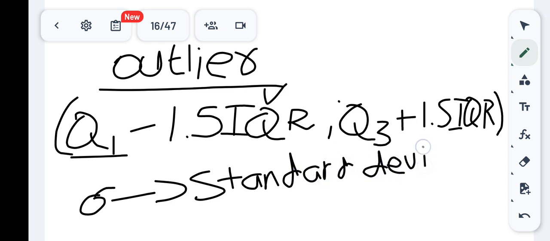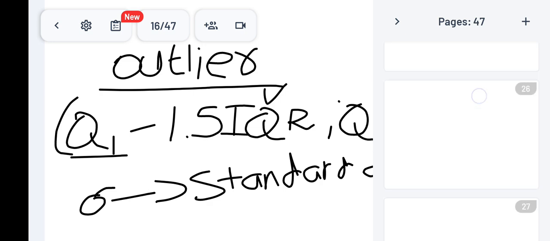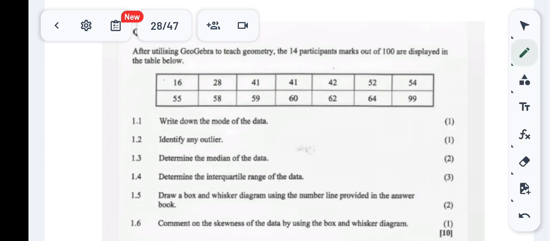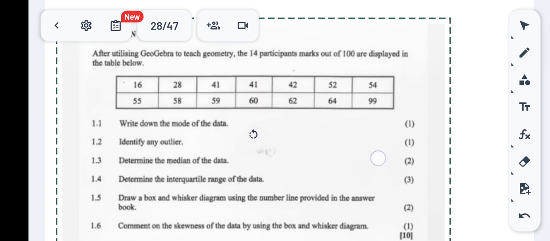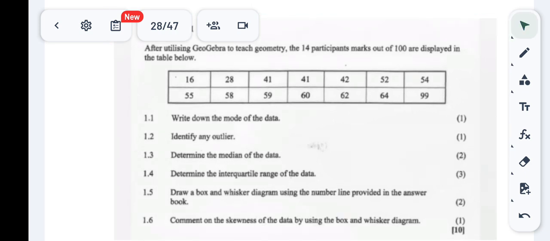Deviation. So I'll show you just now how to find standard deviation. Let's take an example. After utilizing GeoGebra to teach geometry, the 14 participants' marks out of 100 are displayed in the table below. 14 participants, that is the total frequency, which is our n.